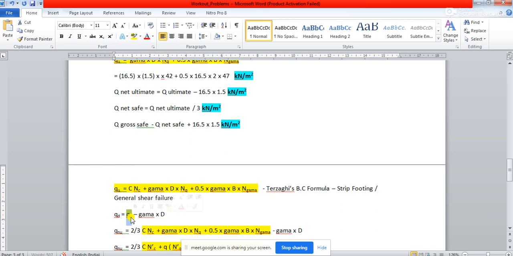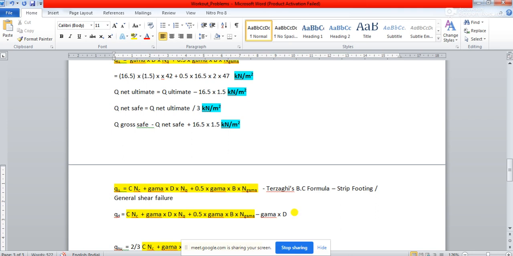So what is the value of qu? If you replace qu from Terzaghi's bearing capacity, which is given for strip footing and general shear failure, this becomes cNc + gamma D Nq + 0.5 gamma B N gamma minus gamma D. Now if you simplify this equation, take gamma D as common, since both terms have gamma D. Then it becomes Nq, and from the other term it becomes minus 1. Is it now clear?